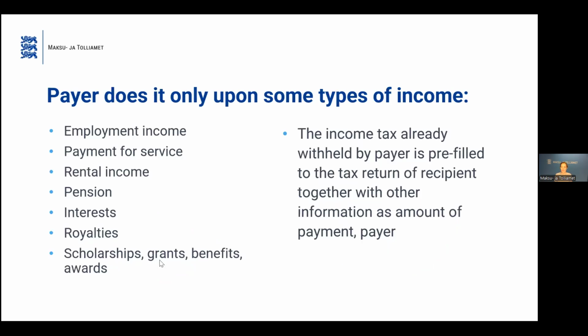This is true for only some types of income, mostly active types of income such as employment income, payment for services provided by natural persons, rental income, pensions, interests, royalties, scholarships, grants, benefits, and awards. And as I already said, that kind of income with tax already withheld by the payer is pre-filled in the tax return of the recipient. You can also find other information such as the information about the payer, the amount paid and all the taxes withheld.